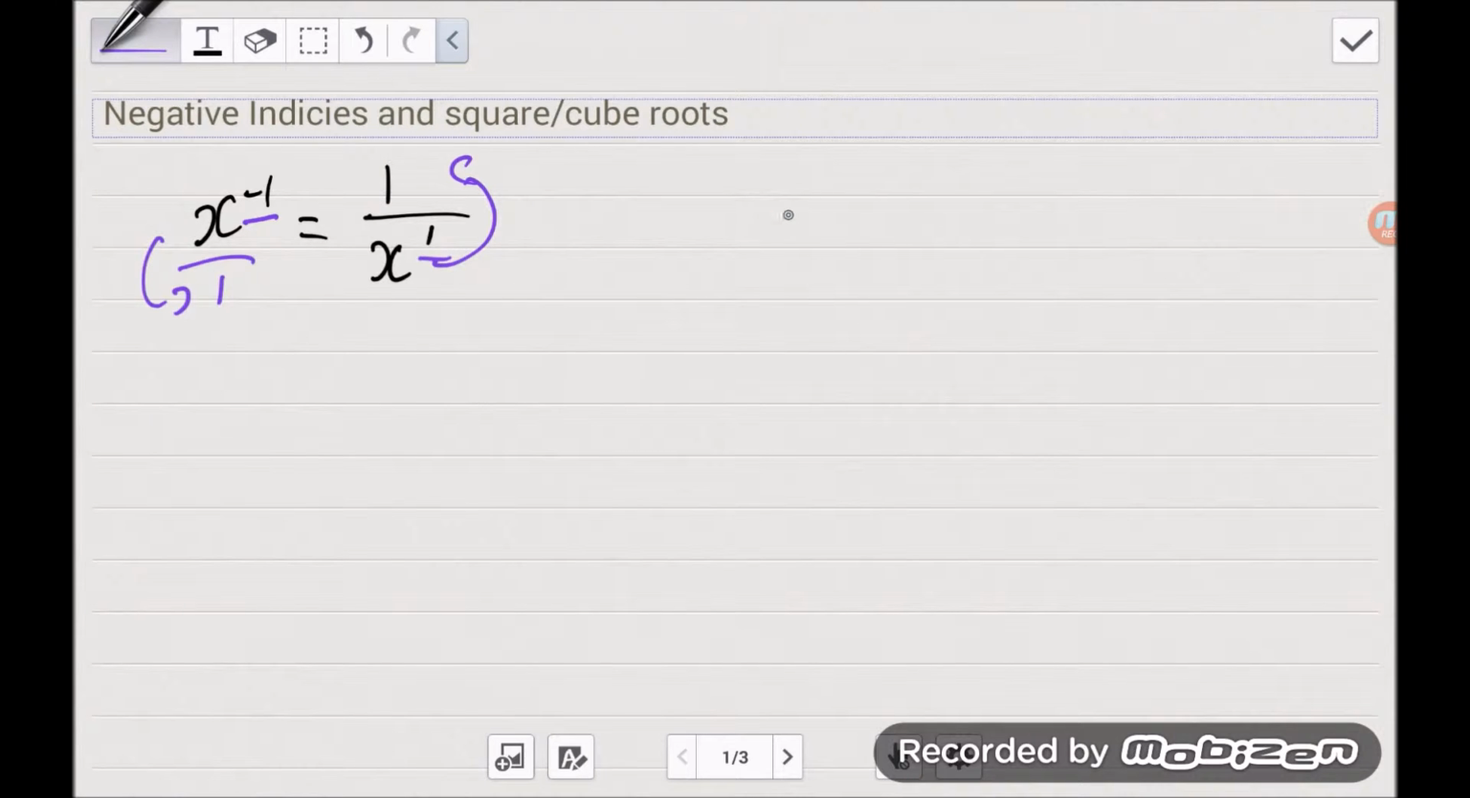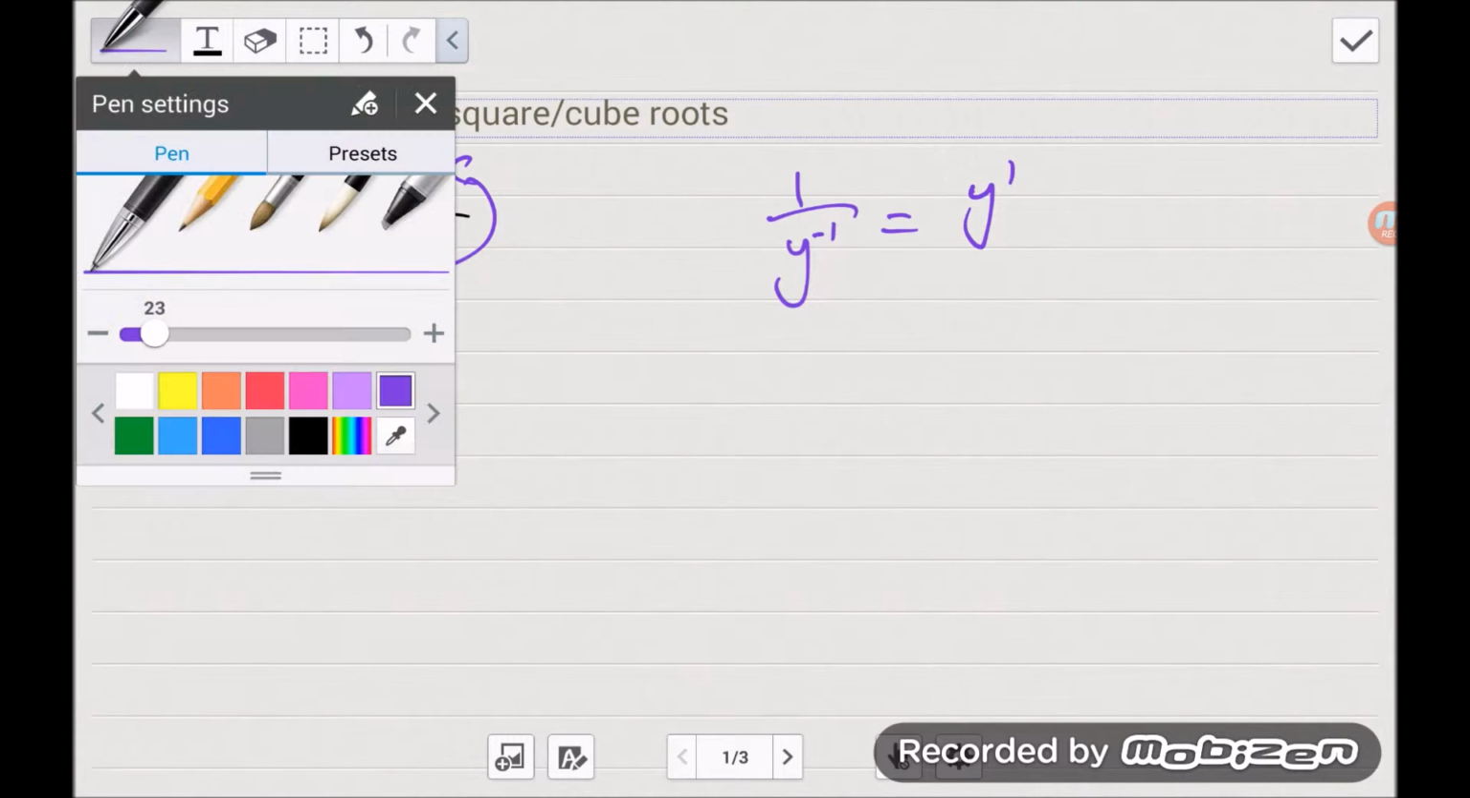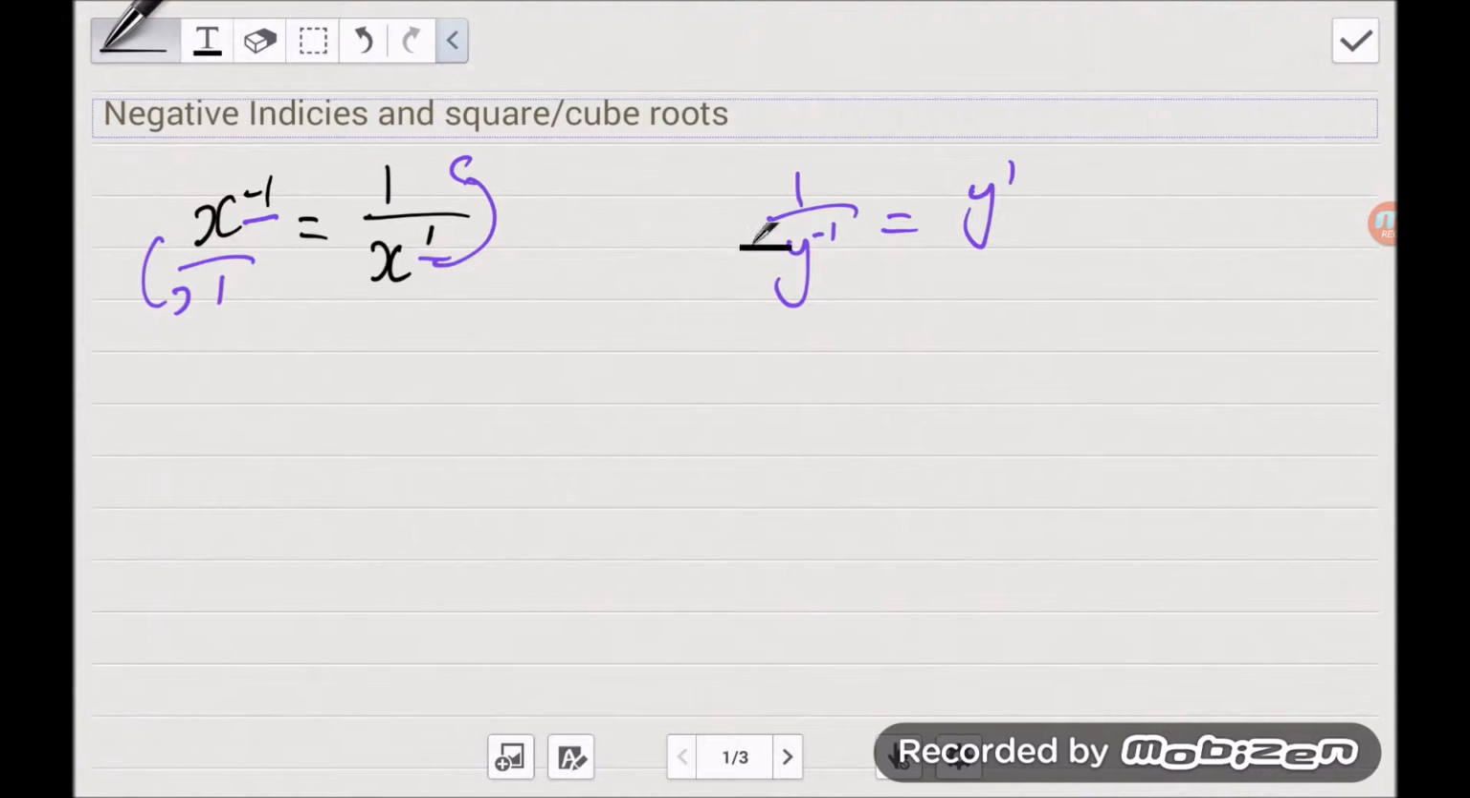Let's say another question like 1 over y to the power of negative 1. This equals y to the power of 1. Same case, all we do is bring this to the top to change the indice from negative to positive. Since it's in the denominator, bringing it to the opposite side of the fraction, which is the numerator, just makes the indice positive. And now square roots.